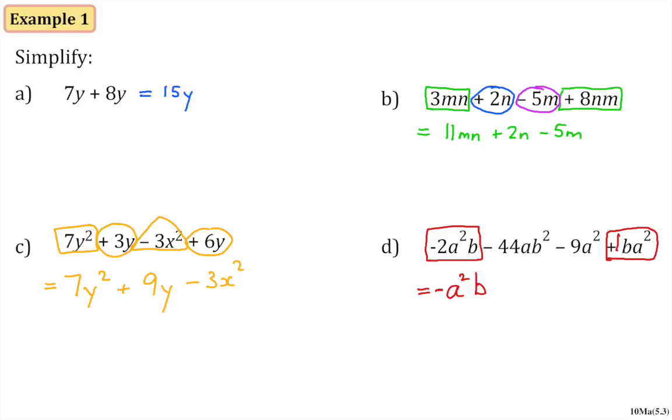Now when I look at the second term here, it's got an a and a b squared. There are no other a and b squared terms. Minus 9a squared, because there's no other terms that just have an a squared.